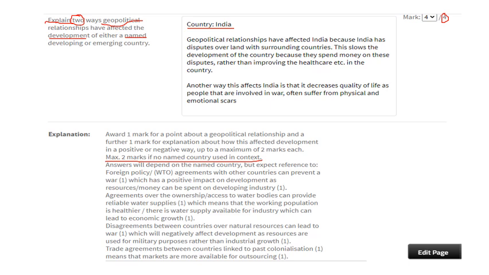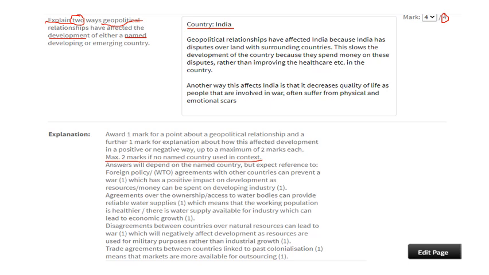Now again, this is where knowing your key terms is very important. Geopolitical basically means relationships with other countries. It does not mean periphery and core, and this is why knowing your key terms is so vital. So let's have a look at the answer they've got.